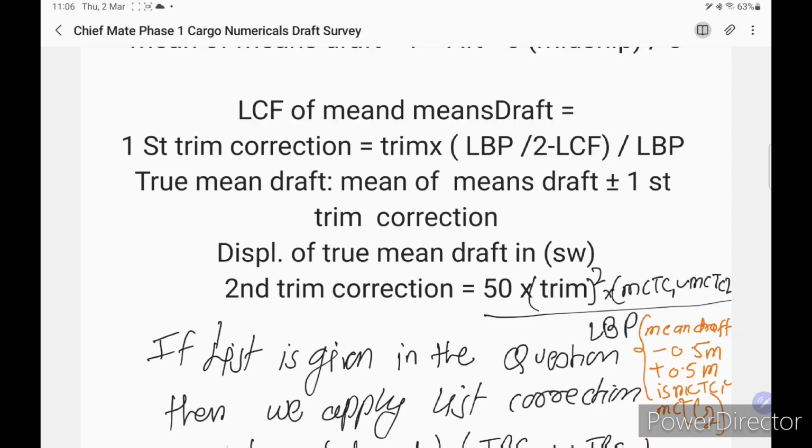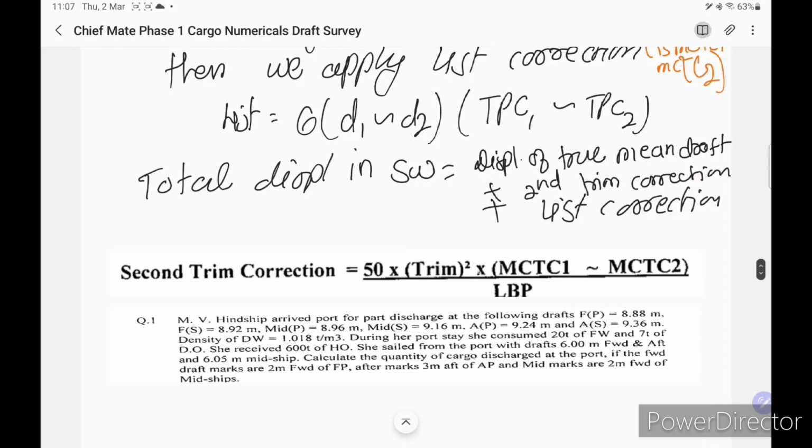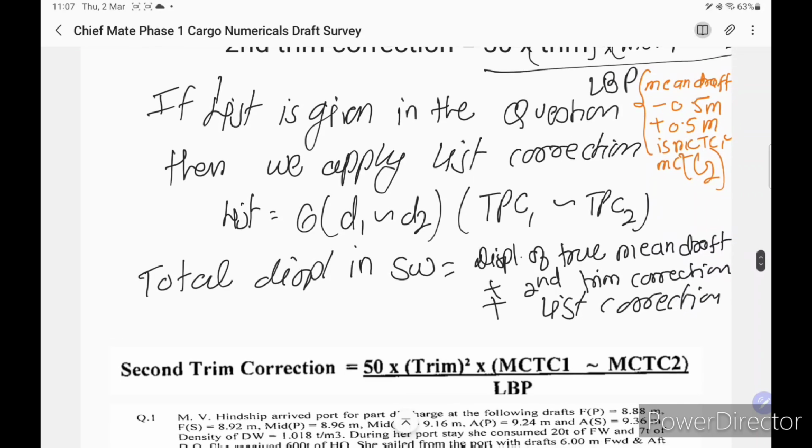Now take the mean of means draft: minus 0.50 meter gives MCTC1 and plus 0.50 gives MCTC2. You calculate these, then apply them in the second trim correction formula. The second trim correction is 50 into trim square into MCTC1 minus MCTC2, divided by LBP. You know how to calculate MCTC1 and MCTC2; I will solve it in the numericals so you can easily understand.